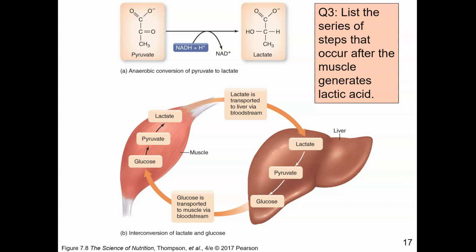I asked you to describe the series of steps here. So this shows pyruvate being converted to lactate. If we go down here, you go from glucose to pyruvate, that's glycolysis, and 2 ATPs are produced, and then you go from pyruvate to lactate, and the muscle can't do anything with it. So lactate leaves the muscle and goes into the bloodstream, and then the liver actually can convert it back to pyruvate and into glucose.